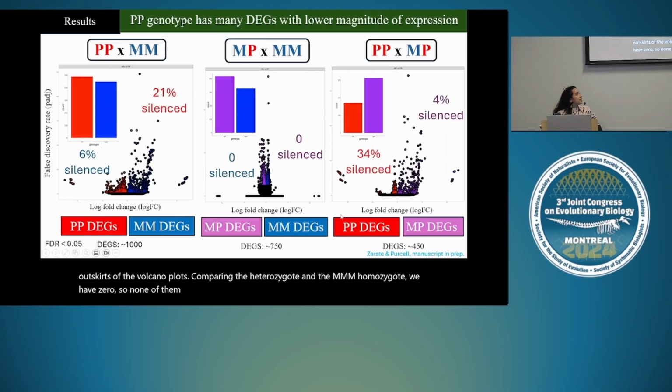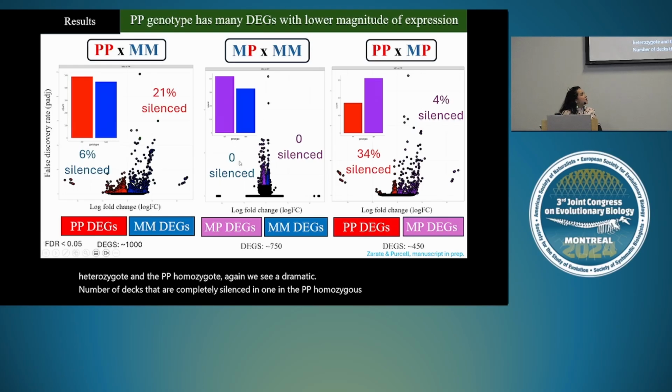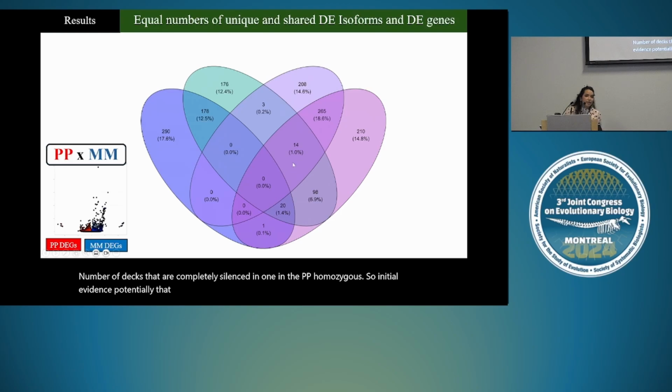Comparing the heterozygote and the MM homozygote, we have 0, so none of them are silenced relative to each other. When you compare the heterozygote and the PP homozygote, again, we see a dramatic number of DEGs that are completely silenced in the PP homozygote. So this is initial evidence that there is potentially some kind of lowered expression happening in the individuals with the P inverted supergene.